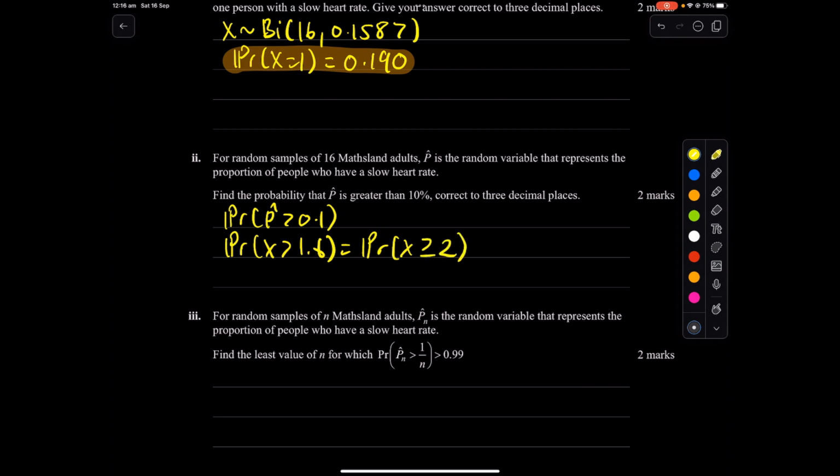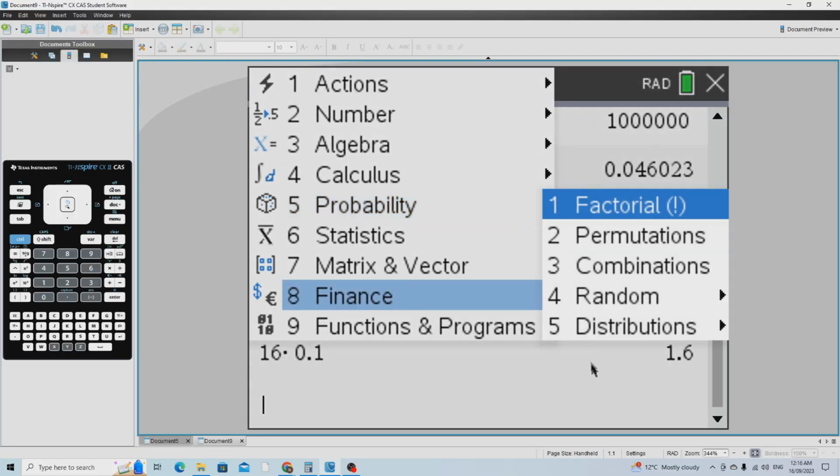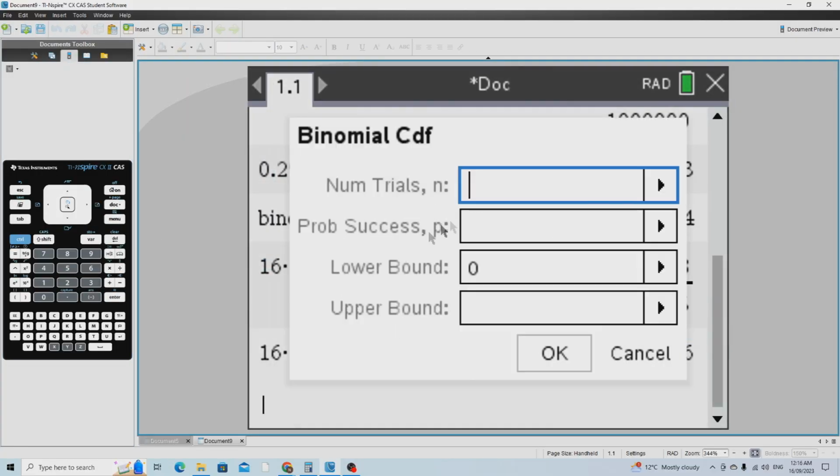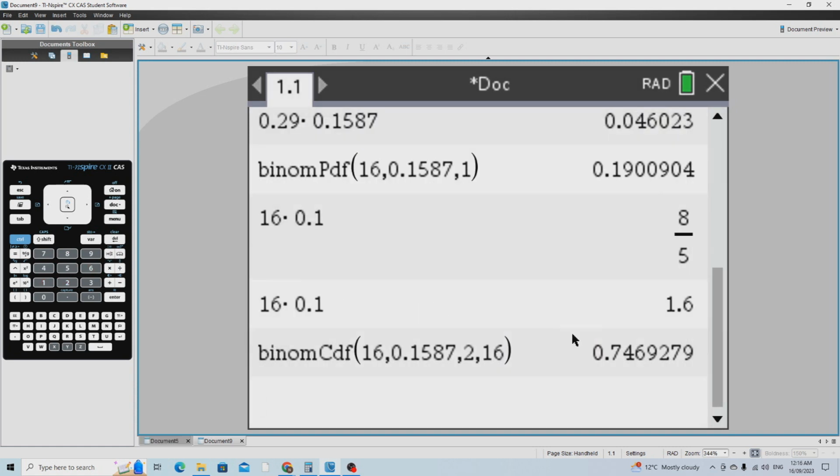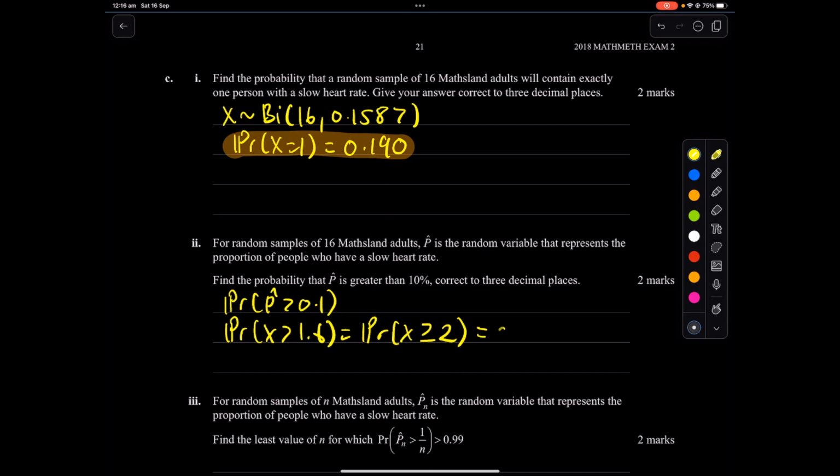And that's easier now. So let's do that in our calculator. Go on menu, probability distributions, now binomial CDF, and 16, probability of success is 0.1587. Okay. Lower bound is 2, upper bound is 16. And we get this value over here. So to 3 decimal places, that's 0.747. Done.